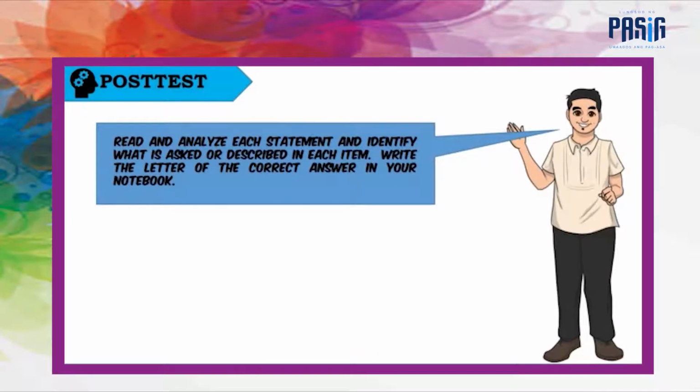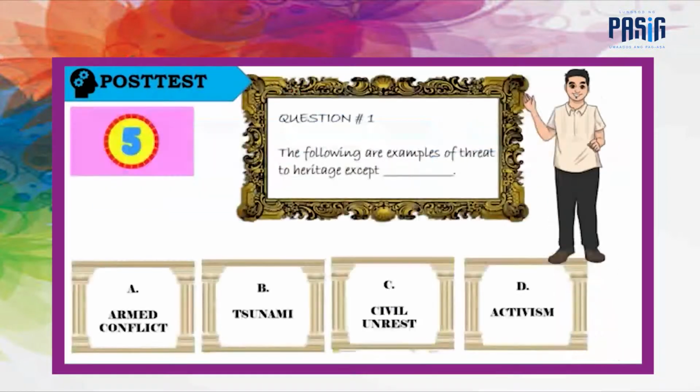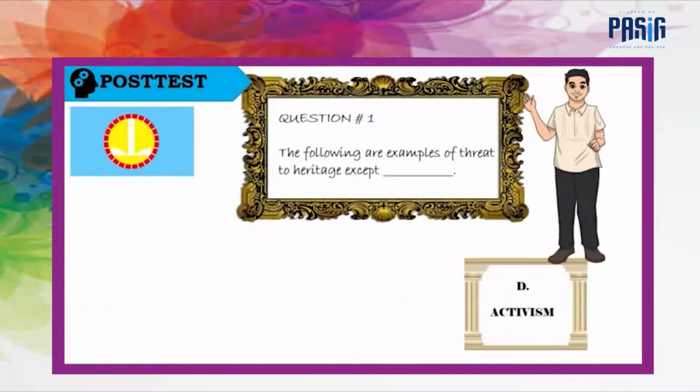We're not yet done. Let's have our post test. Read and analyze each statement and identify what is asked or described in each item. Write the letter of the correct answer on any piece of paper. Question number 1. The following are examples of threat to heritage except: armed conflict, tsunami, civil unrest, activism. The correct answer is D. Activism.